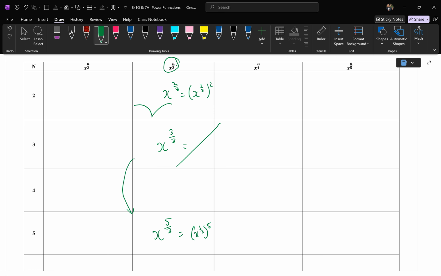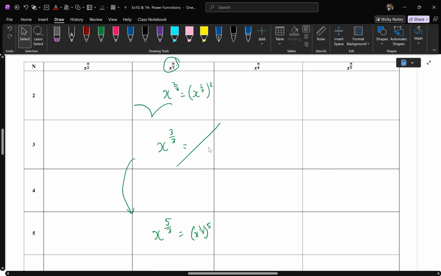What do you think x to the power of a third with a 5 on top, so 5 in the numerator, would look like? I'll show you. So just draw a rough one. Just have a guess first. Have your own theories. Here we go.